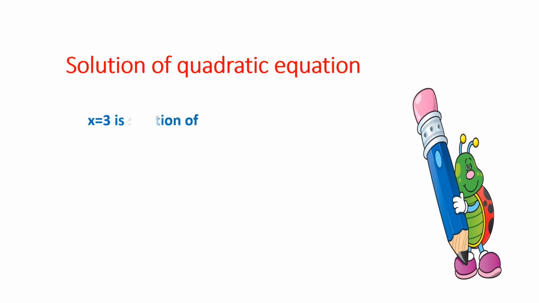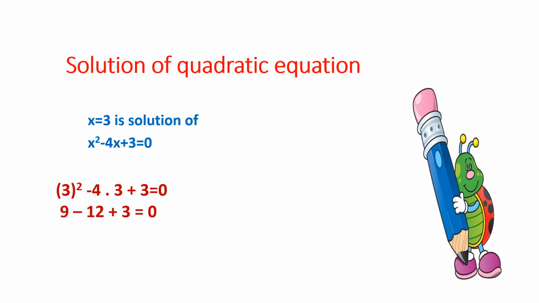For example, x is equal to 3 is the solution of the equation x square minus 4 into x plus 3 is equal to 0, because when we substitute x is equal to 3 in the equation, that is 3 square minus 4 into 3 plus 3 is equal to 0, it implies 9 minus 12 plus 3 is equal to 0. Hence, 0 is equal to 0, which is true. So, x is equal to 3 is the solution or root of the equation.